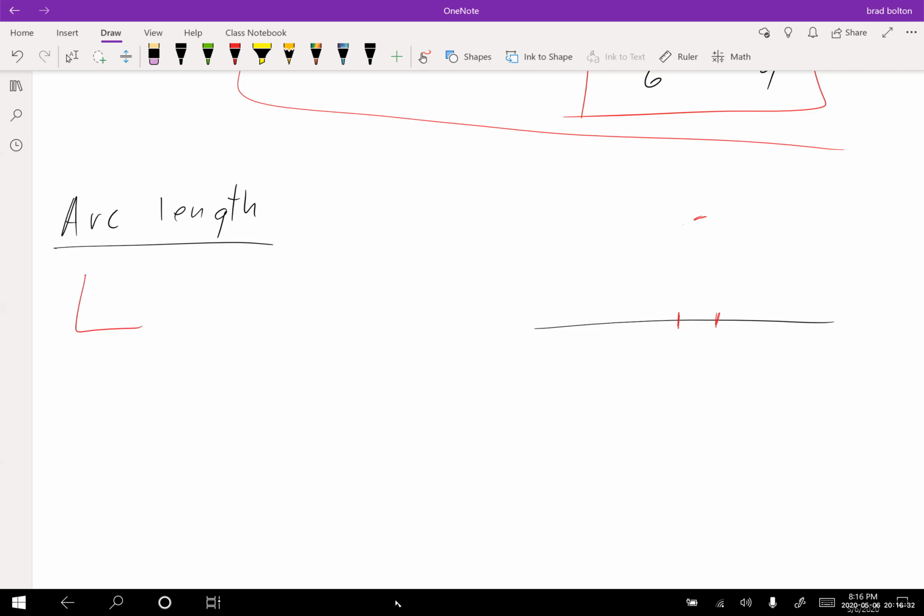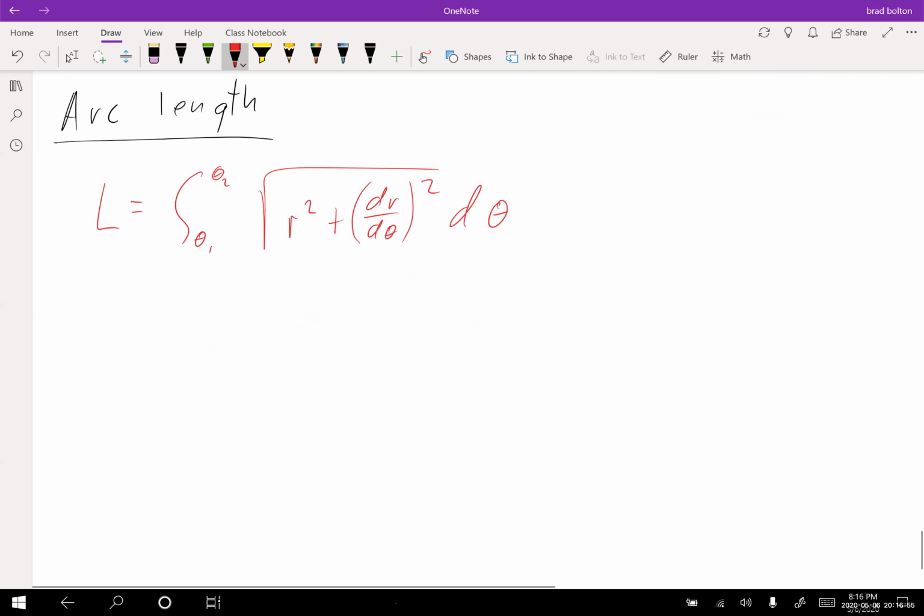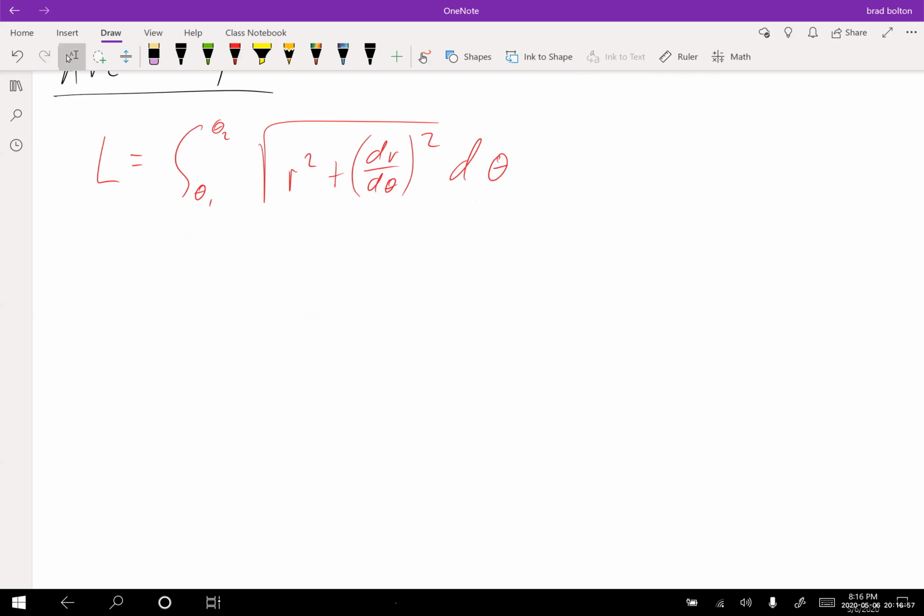L equals, or that's a really ugly L. So let's go L equals the integral from theta 1 to theta 2 of the square root of r squared plus dr d theta, quantity squared, d theta, okay? So we'll do kind of a basic one, and then we'll probably call it a day on this video.